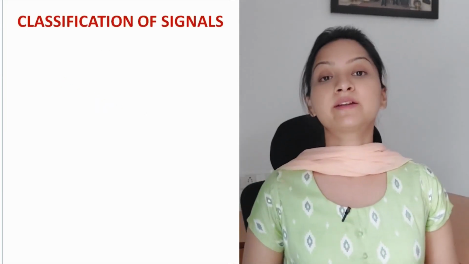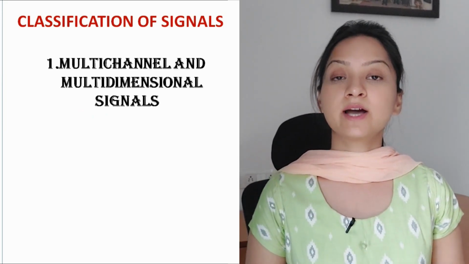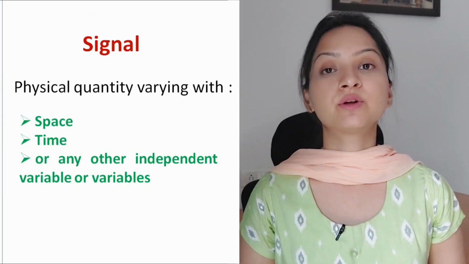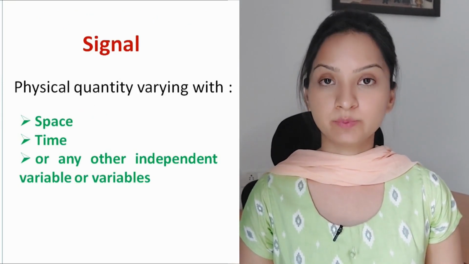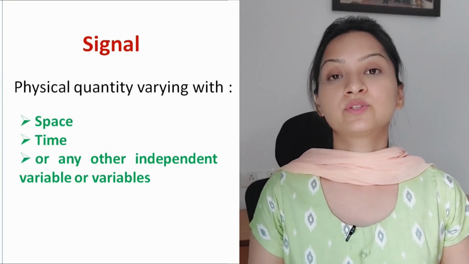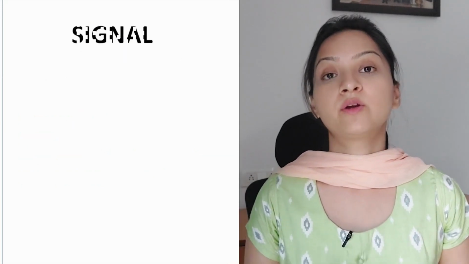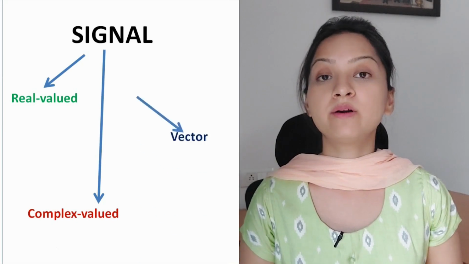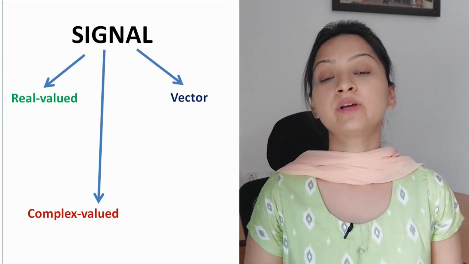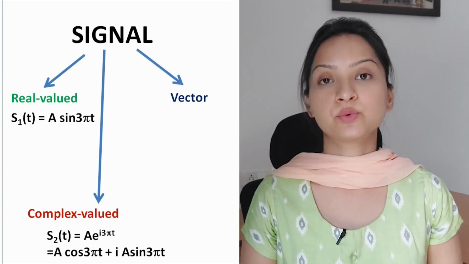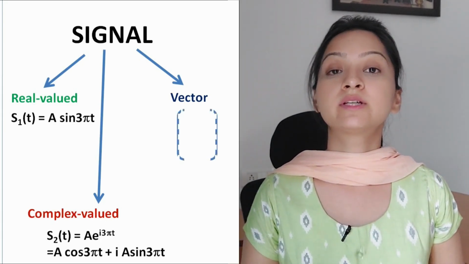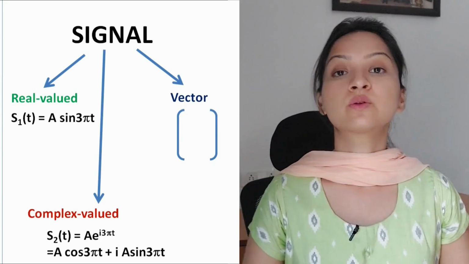Now, the first category of signals is the multi-channel and multi-dimensional signal. By now, you know that a signal is a function of one or more independent variables. Now, this function, which is the dependent variable or your signal, can be real valued, complex valued, or vector. The examples of real valued and complex valued signals are shown. Now, vector signals, what are these? These are the signals that are generated by multiple sensors or sources.